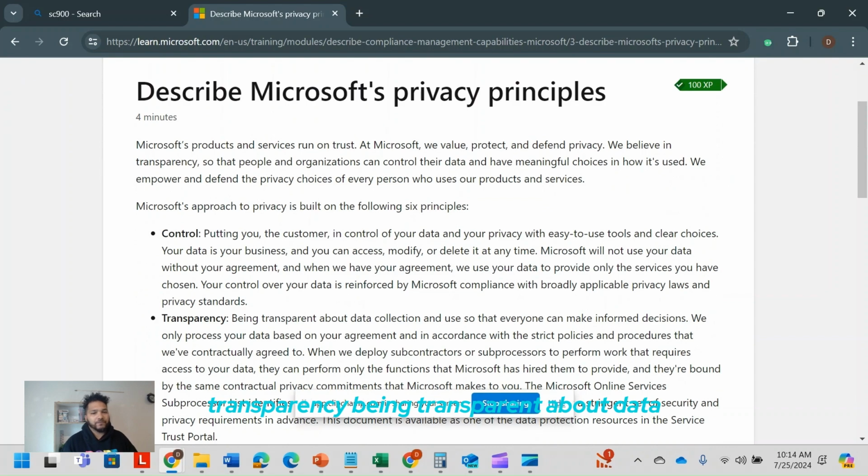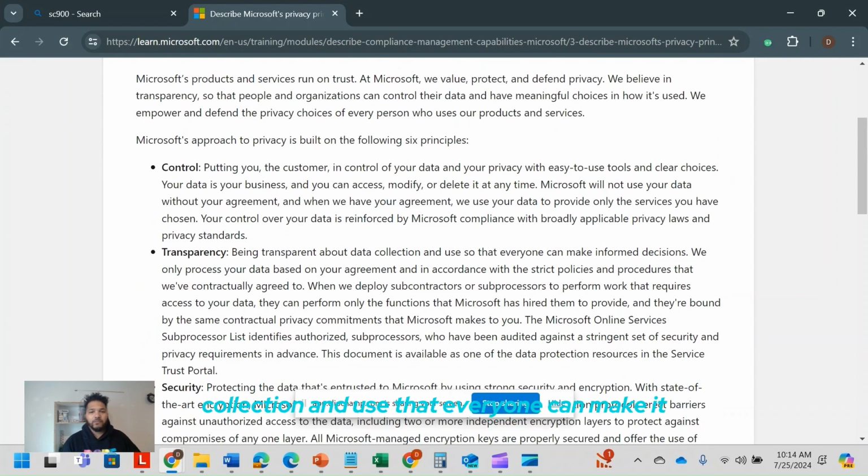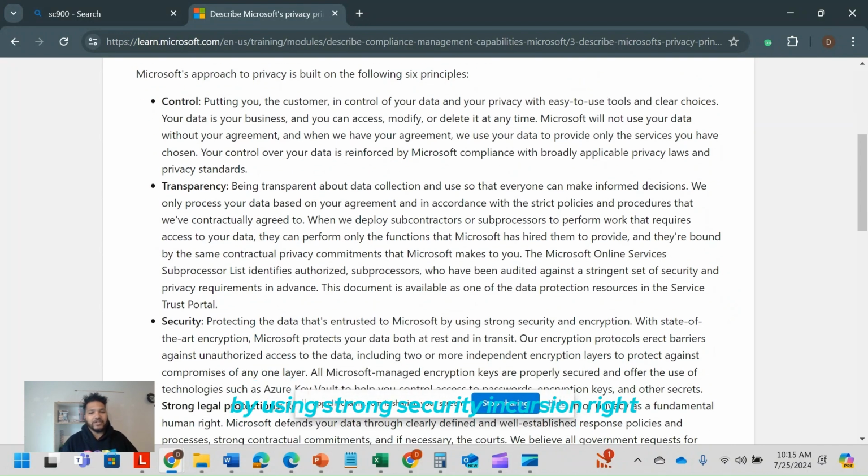Transparency: being transparent about data collection and use so that everyone can make informed decisions. We only process your data based on your agreement, in accordance with the strict policies and procedures we've contractually agreed to. That's Microsoft's statement to you as a customer, that they're going to be transparent with your data. This has become even larger with AI, making sure that organizational data is not grounded to use things like copilots, etc. Security: protecting data that's entrusted to Microsoft by using strong security encryption.